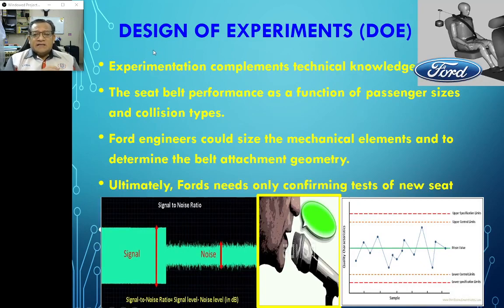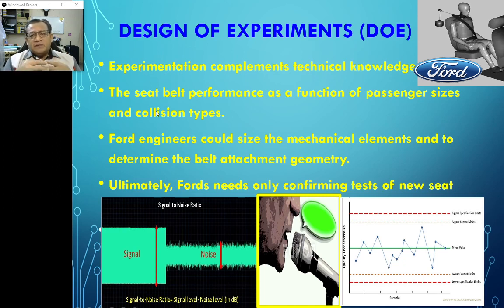Okay, this is basically the detailed explanation of DOE. Having the technical knowledge of designing the back seat or the seat belt is considered technical knowledge: how to design the best back seat, how to design the best type of seat belt. Those are technical knowledge. However, in order to achieve the design of experiment, you need to combine both the technical knowledge and the experimentation data.